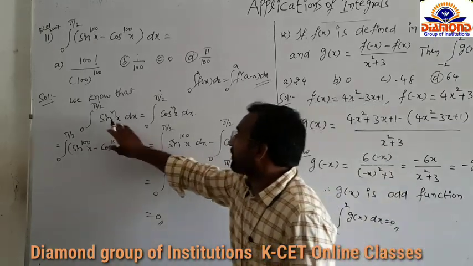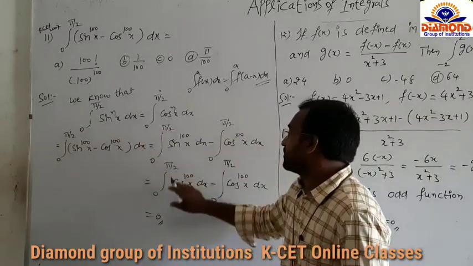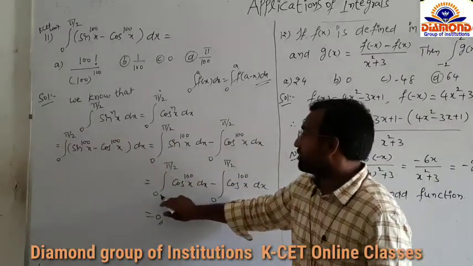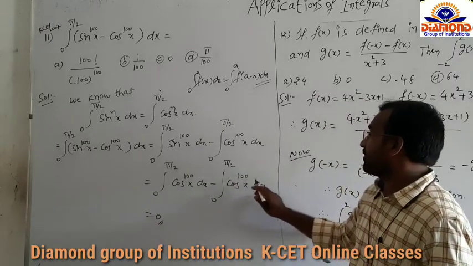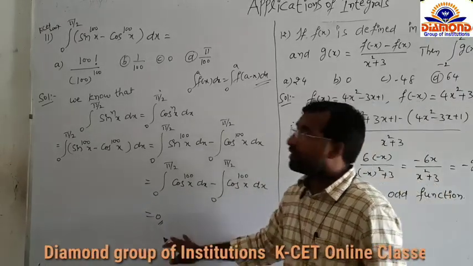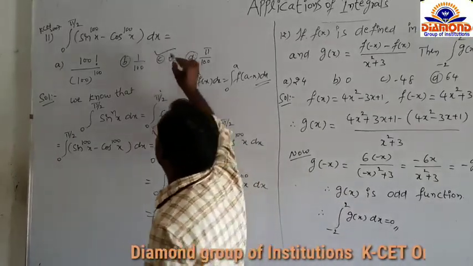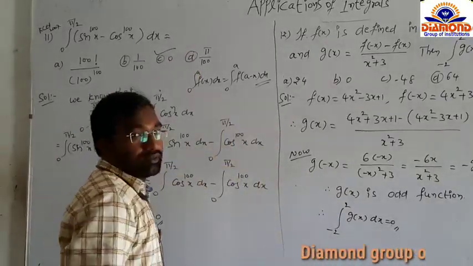So according to this property, sin power 100x changes to cos power 100x. So 0 to pi by 2 cos power 100x dx minus 0 to pi by 2 cos power 100x dx. So they cancel. Answer is 0. So option C. Next problem.